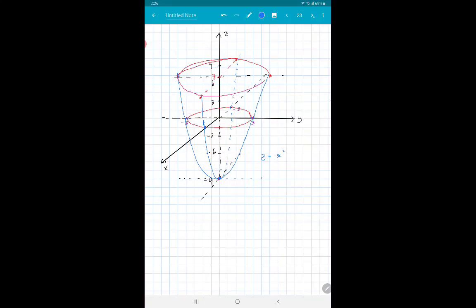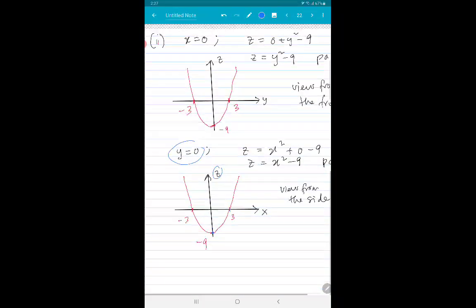z equals x squared plus y squared minus 9. As you can see, when we view the surface from the front, we have a parabola. When we view from the side, we have a parabola, and when we view from above, we get a circle. At first we have a point, and then we have a circle, and the circle is getting bigger and bigger.